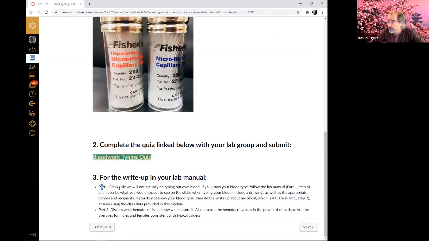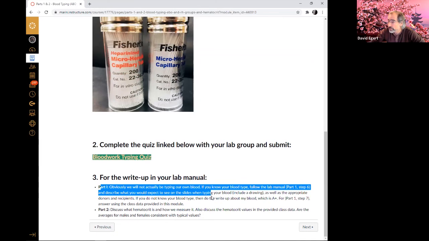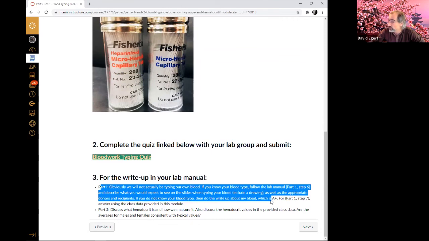Again, I said for the write-up, obviously we're not typing our own blood. If you know your blood type, follow the lab manual. Part 1, step 6, describe what you'd expect to see. Do a little drawing of what you would think it would look like if you did your blood with this test, as well as appropriate donors and recipients. Who could you get blood from, give blood to? Again, if you don't know your own blood type, write about me, because why not?